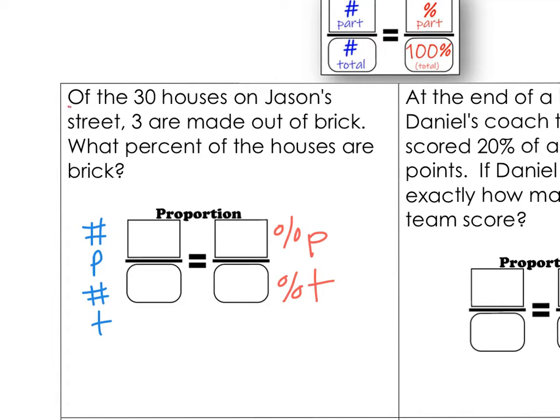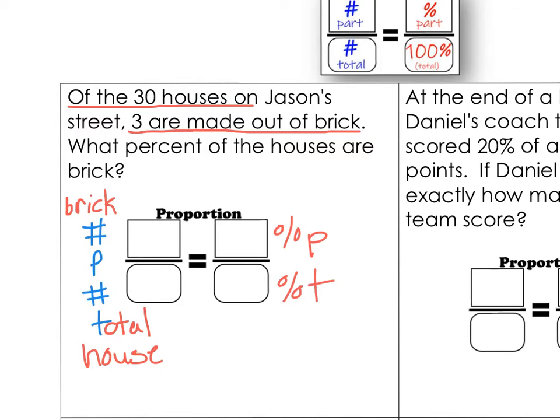It says, of the 30 houses on Jason Street, 3 are made out of brick. What is the percent of houses that are made of brick? So remember here on the bottom, this is going to be our total houses that we're looking at. And the part is just going to be the houses that are made of brick. So I'm going to put brick on the top here, okay? So brick is our part. Total houses on the block would be our total, okay?